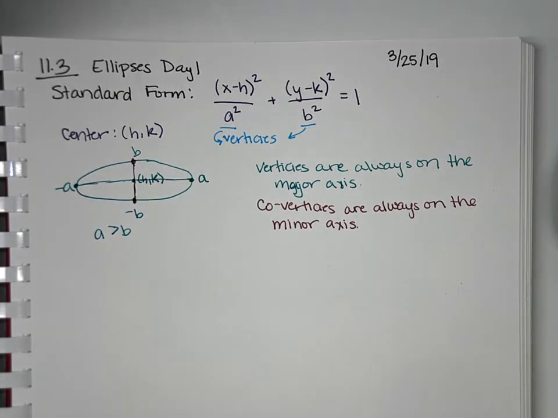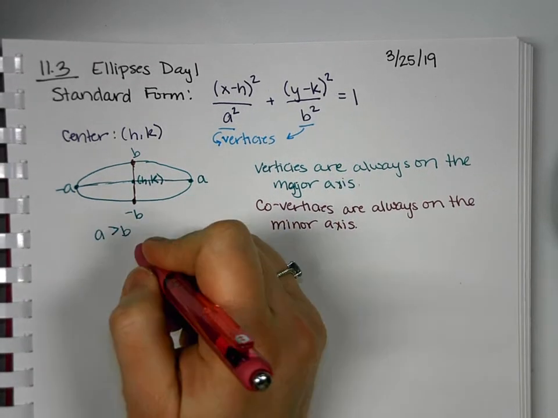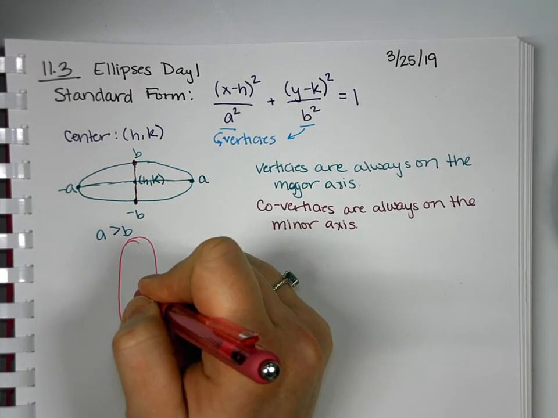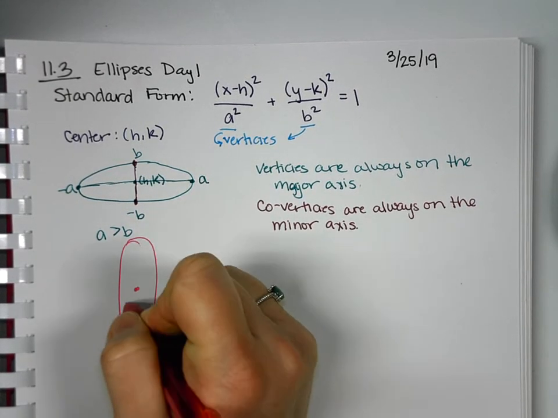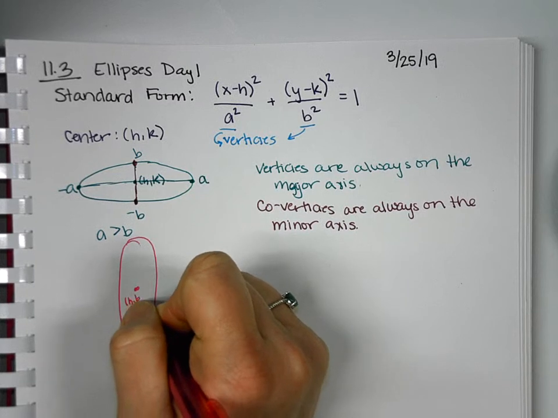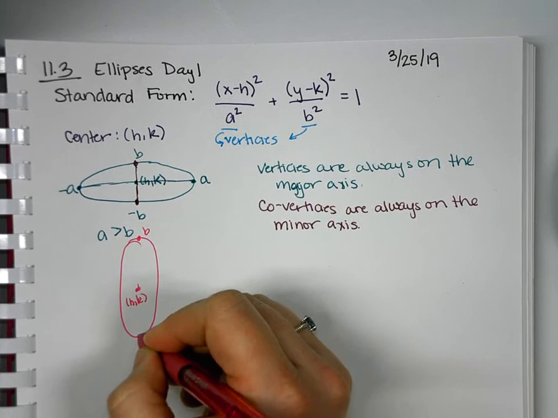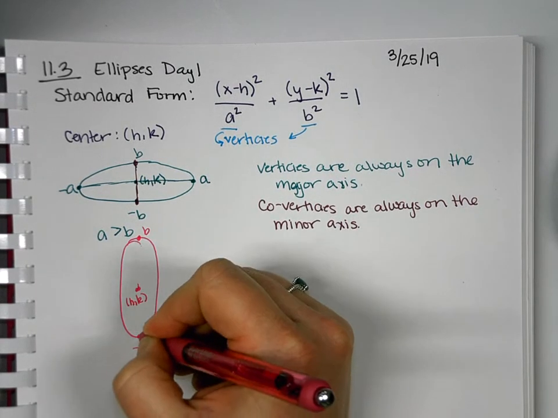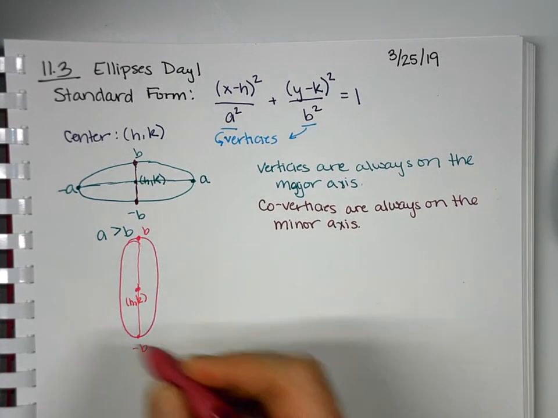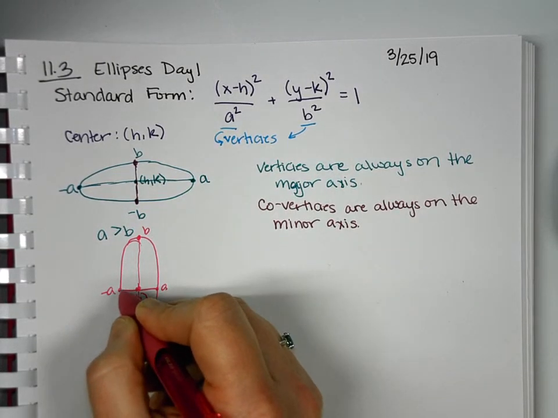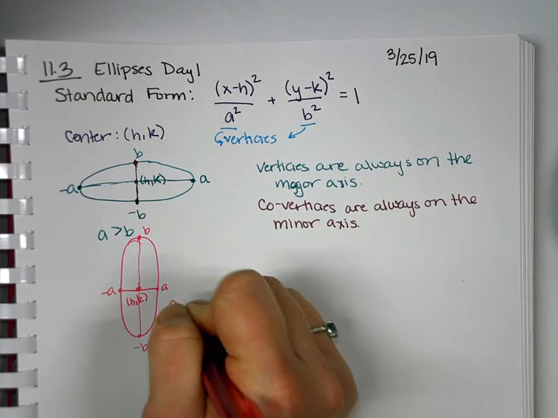Now if this was, excuse me, if this was vertical, so again, I don't have these on any axes, we would have our (h, k) still in the middle, but now we'd have B and negative B are the major axis, and we would have A and negative A be the minor. So in this case, A is less than B.